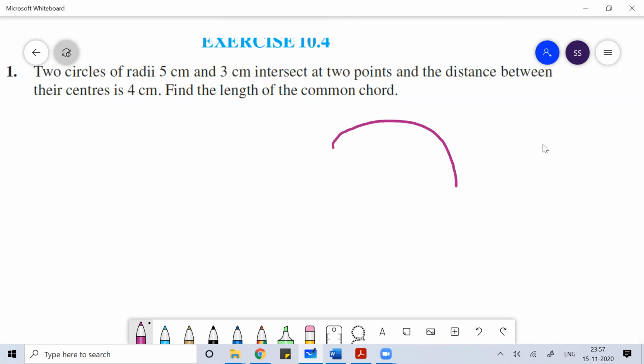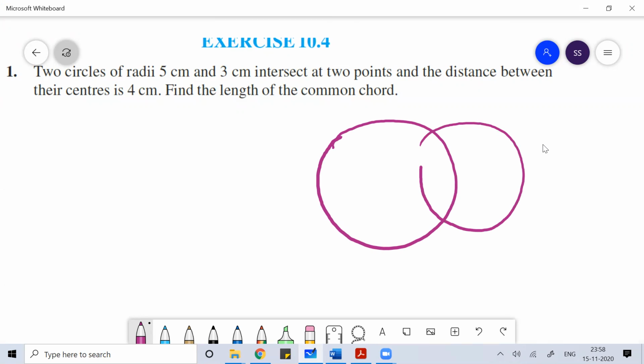One minute, let me draw this. So these are the two circles. They intersect at 2 points. Suppose the points are P and Q. Suppose this is O, suppose this is O dash, and the distance between the centers is 4 centimeter. You have to find the length of PQ.